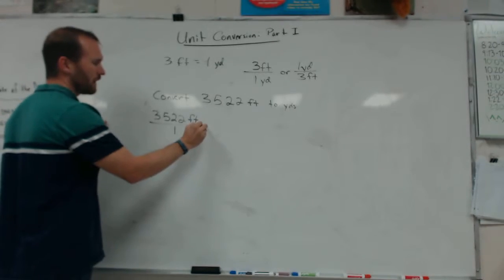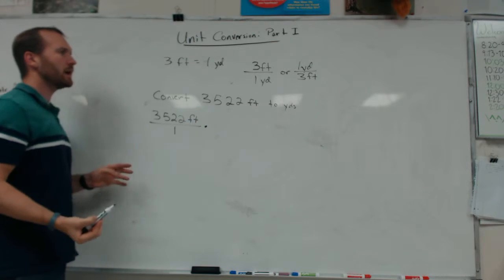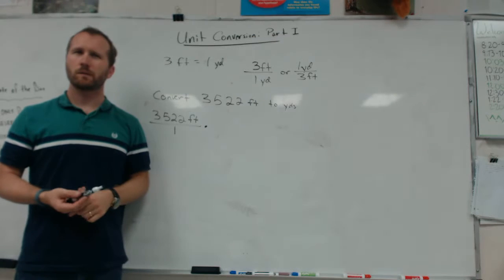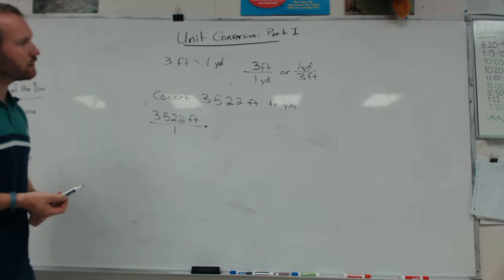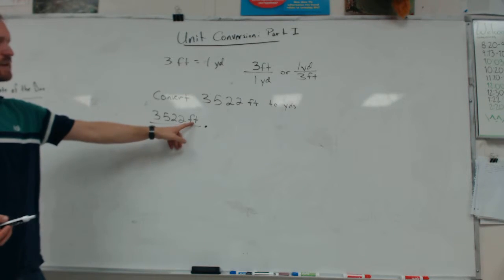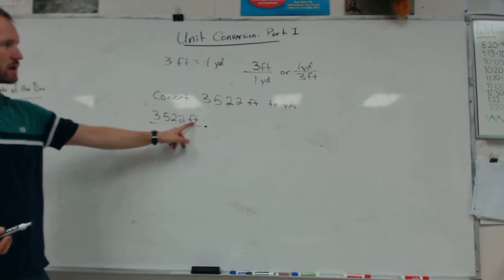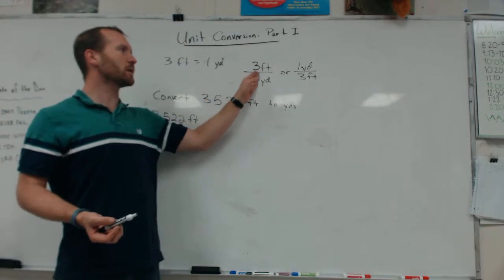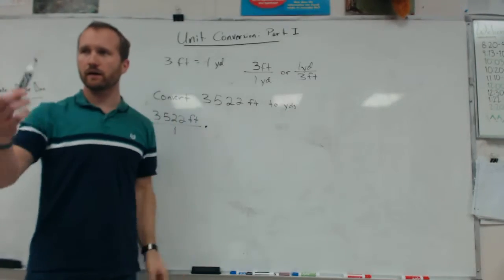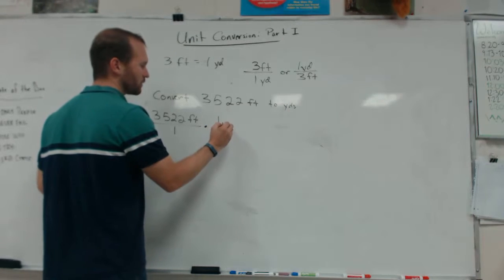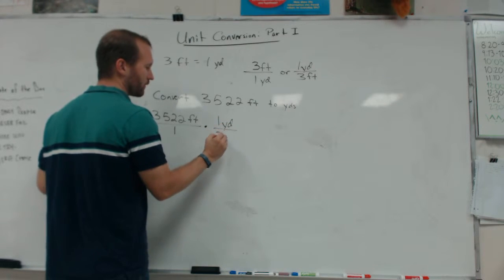Step 2, I'm going to multiply times one of these unit multipliers. I need the one that's going to make feet cancel out. Right now, feet is up top. So is it the first one or the second one that I need? Yeah. Second one. I'm going to multiply times 1 yard over 3 feet.